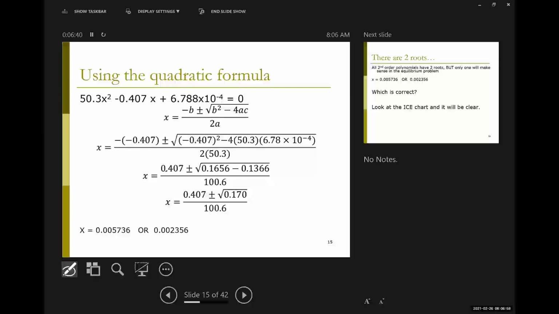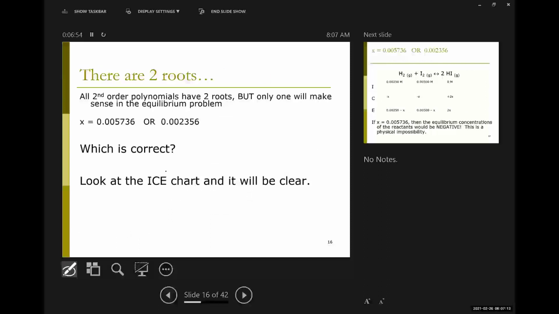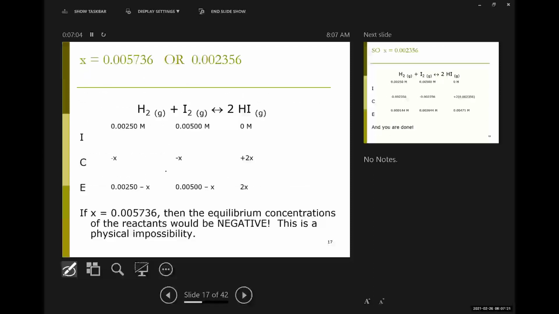But, and this is the case 99.99% of the time, there is only one solution to my equilibrium problem. And what really defines it is not anything about the math, it's what happens when you turn the math back into the chemistry. X is the solution to a polynomial equation. X is also supposed to be the solution to the ICE chart. And so it has to make chemical sense, and only one of the roots does.